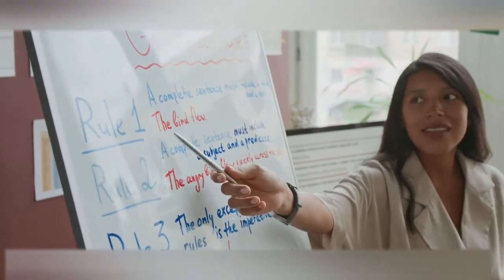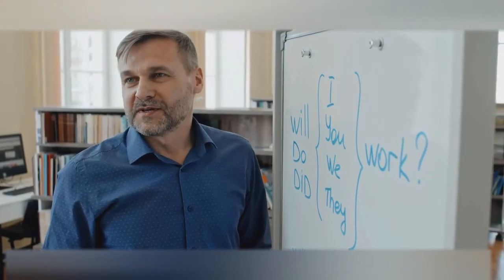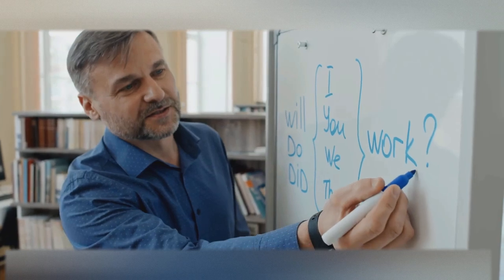Another example is, "She has been sleeping for 2 hours." Here, "has been sleeping" is the verb phrase. The auxiliary verbs "has" and "been" work together with the main verb "sleeping" to describe an action that started in the past and is still ongoing.